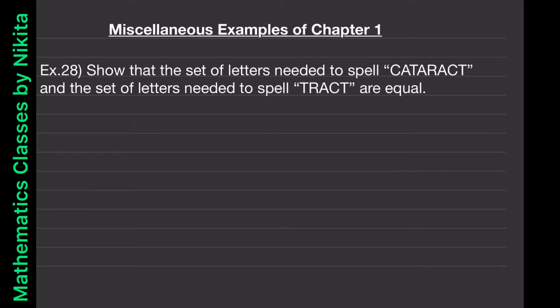The first example, this is your example number 28 from your book, says: show that the set of letters needed to spell cataract and the set of letters needed to spell tract are equal. So you have to show that both the sets are equal. So first of all, let capital X be the set of letters from the word cataract.